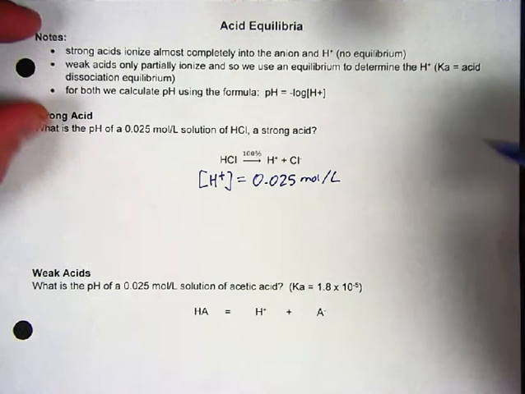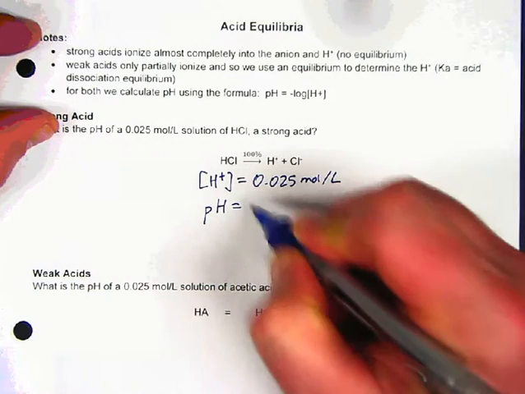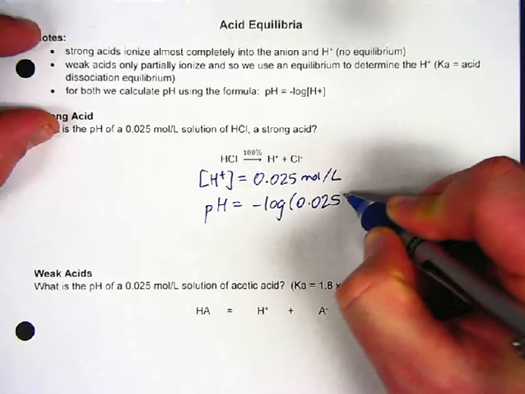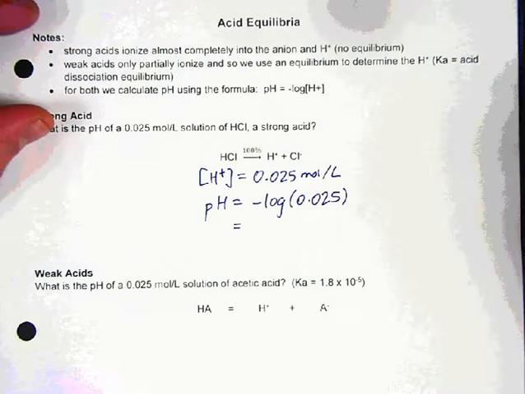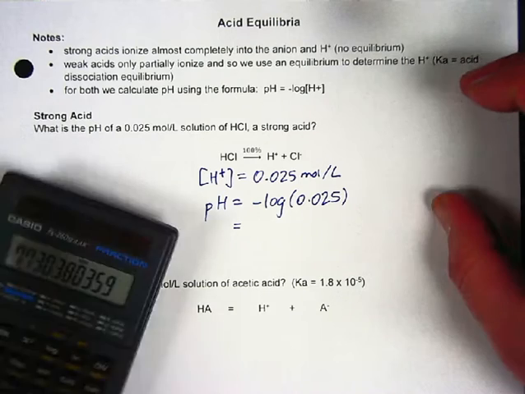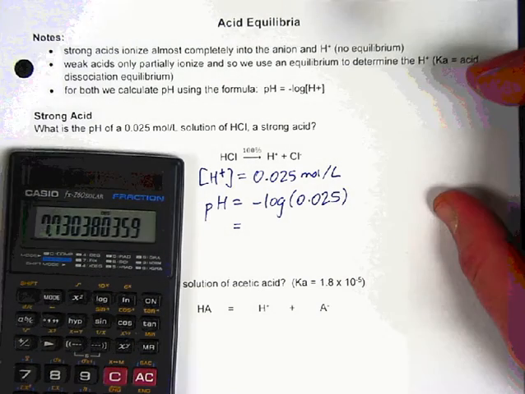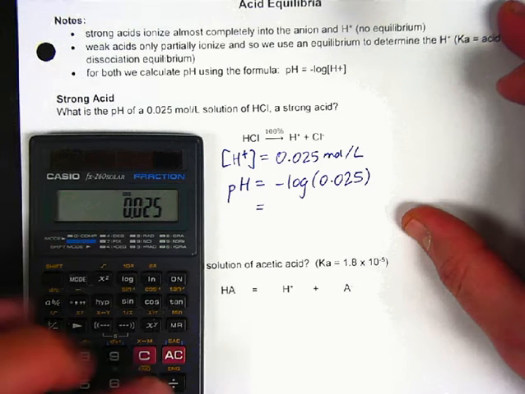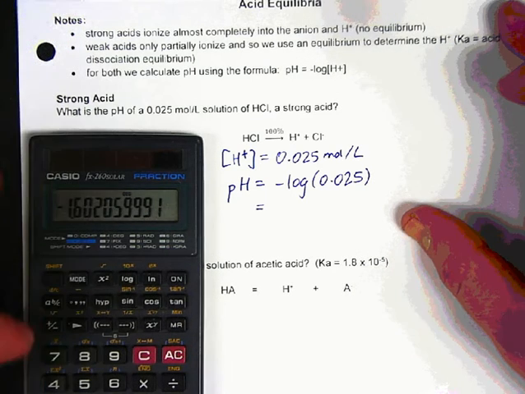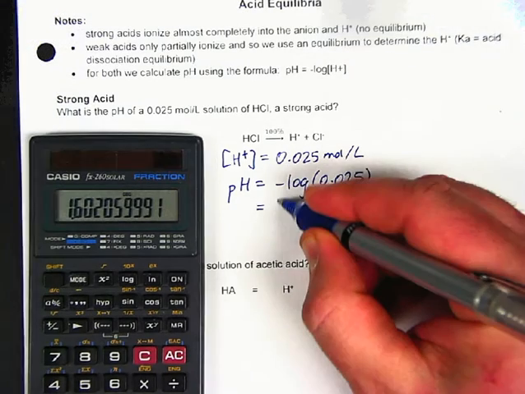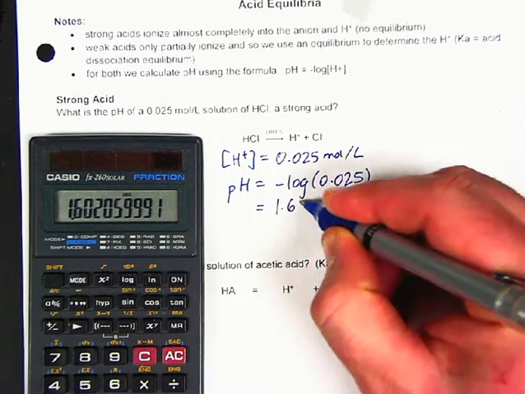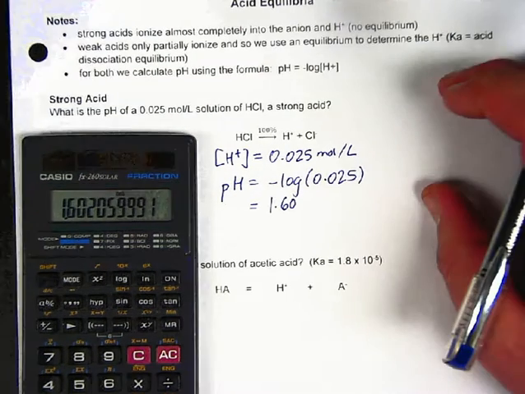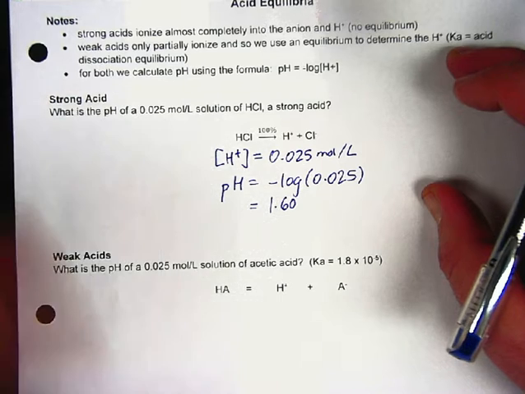Okay, and so this is actually a relatively easy calculation. We can figure out what the pH is just by plugging our concentration into the formula. What we have to do here is use the log. So we're going to type in our concentration, press the log button, and then change the sign, which makes the pH 1.60 for this solution.